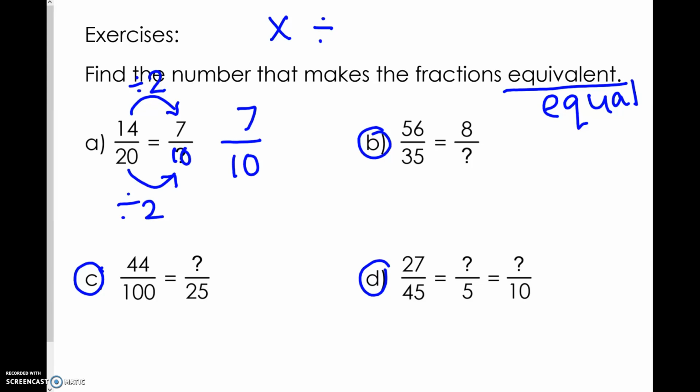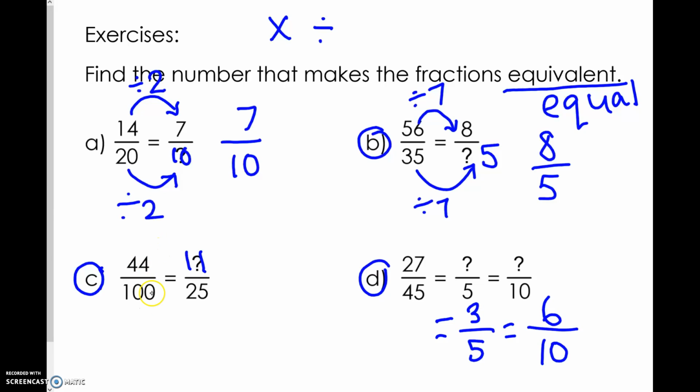56/35. If we look at the numerators, we can clearly see that they are getting smaller. 56 divided by 7 is 8. 35 divided by 7 is 5. So 56/35 is equivalent to 8/5. Now check your answer for the remaining two. 11/25. 44/100 is equivalent to 11/25.